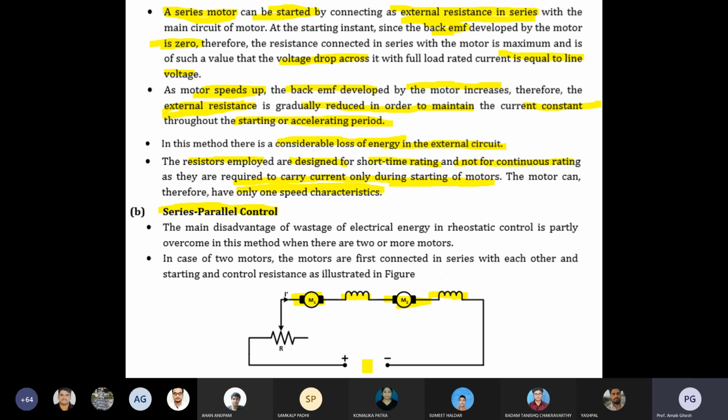So that is what happens here. You are giving one voltage potential over the terminals, and resistance R is there, which is your load resistance. Now there is a slider, and you can move the slider, so the motor terminal voltages are changing. So you can control the speed of the motor. The main disadvantage is the wastage of electrical energy in rheostatic control.